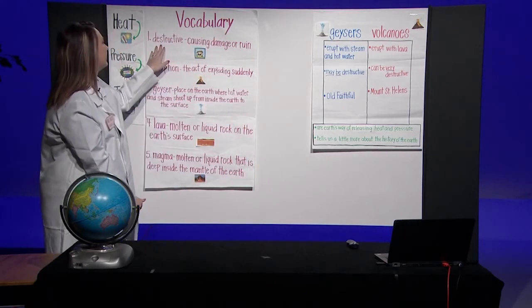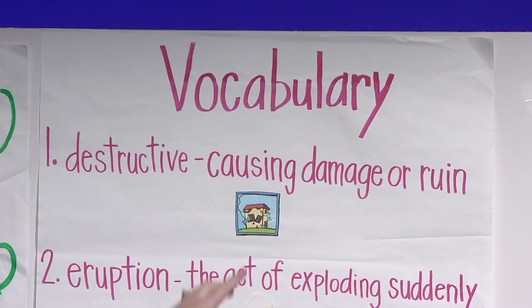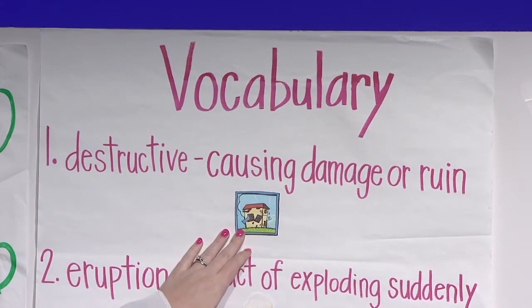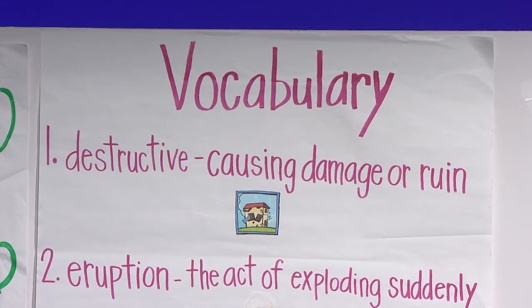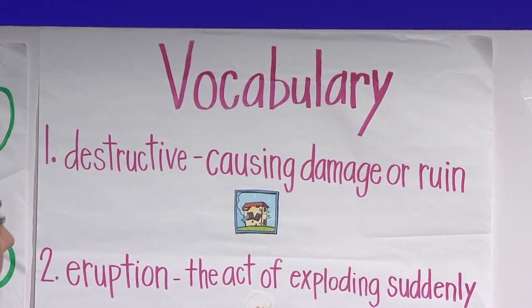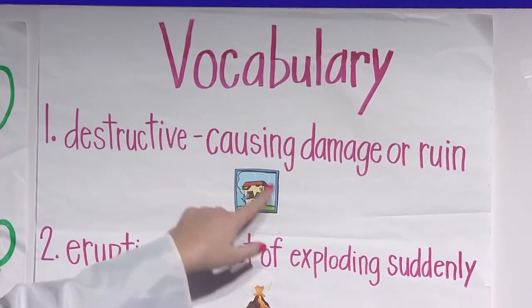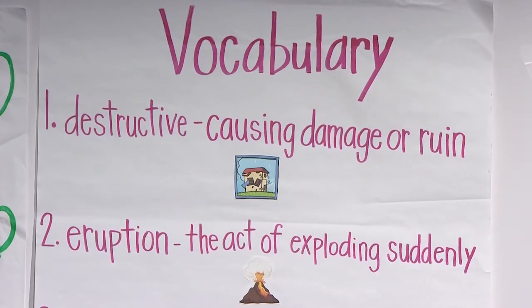Our first word is destructive, meaning causing damage or ruin. And here I have an image of a house that has been destructed. And as you can see, their windows and different parts of it are not how they were when they first built the house. So destructive means causing damage. There's a lot of damage on this house.